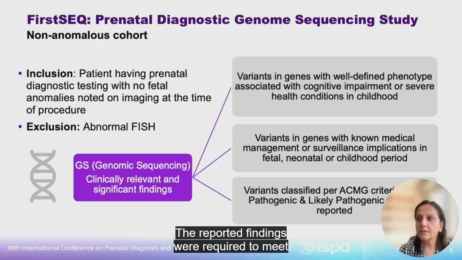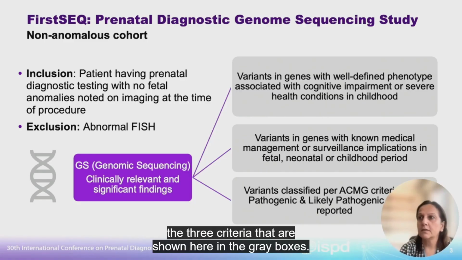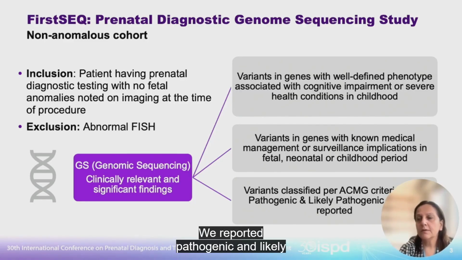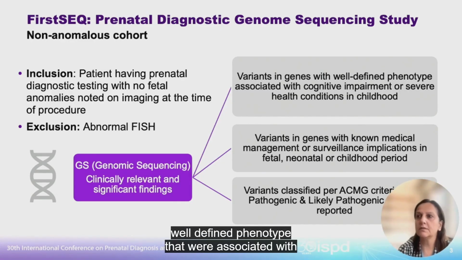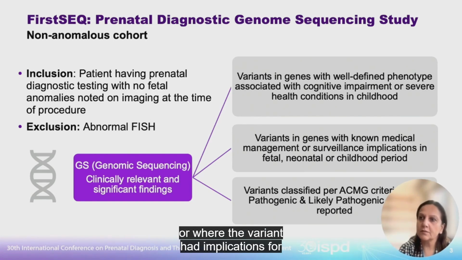The reported findings were required to meet the three criteria shown here in the gray boxes. Variants were classified by the ACMG framework. We reported pathogenic and likely pathogenic variants in genes with a well-defined phenotype that were associated with a pediatric or neonatal onset condition, or where the variant had implications for maternal health at the time of childbirth. We did not report any variants of uncertain significance in this non-anomalous cohort.